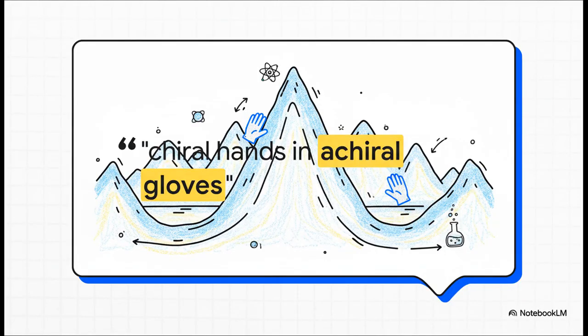Just think about it. Your left hand and your right hand are identical, right? Same fingers, same thumb, but they're also mirror images. You can't perfectly stack one on top of the other. Well, tons of molecules are just like that. And in chemistry, we have a word for this handedness: chirality.